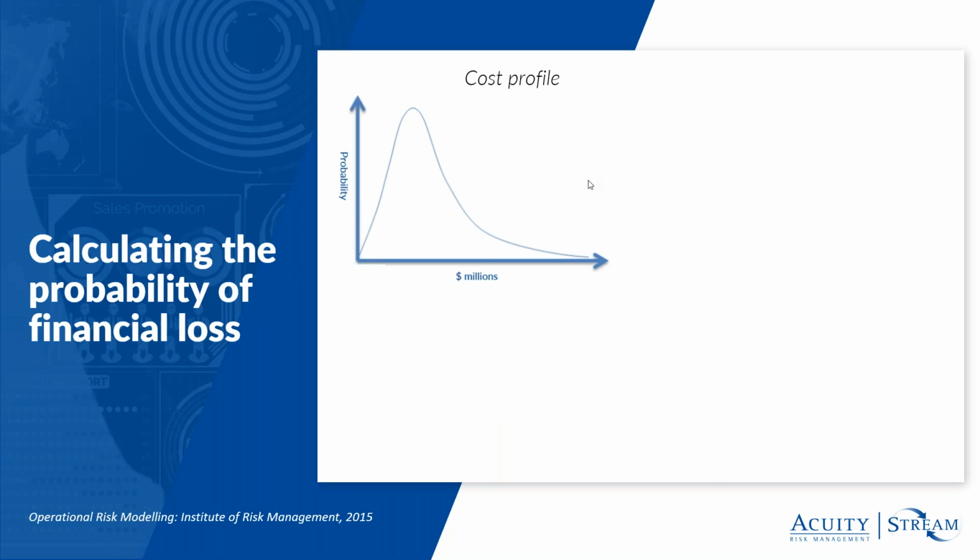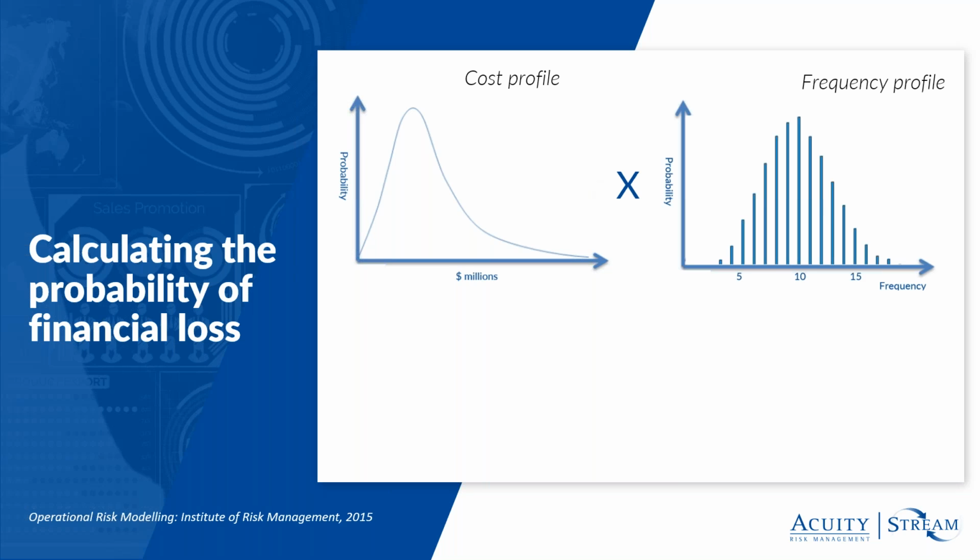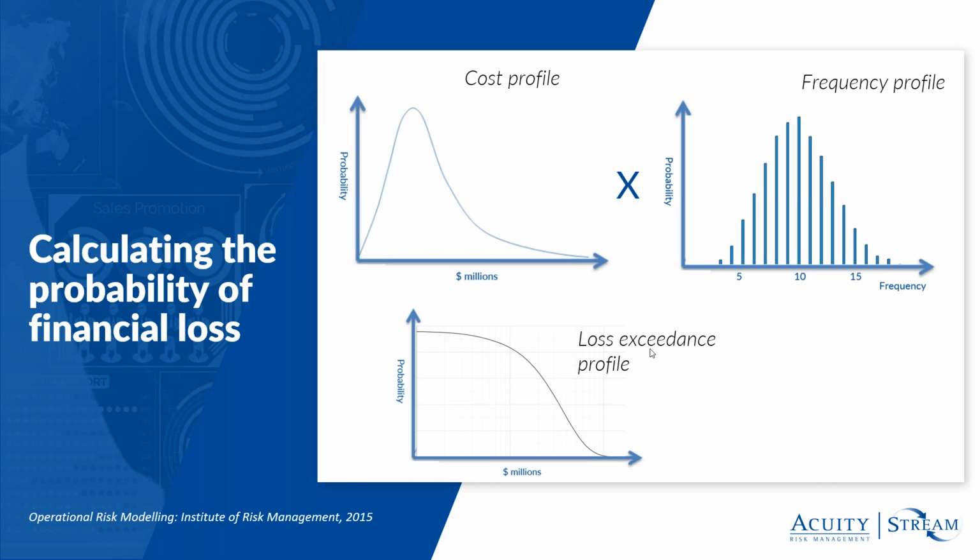And we can then combine these two distributions together to calculate a risk profile, so a financial loss profile. If we combine the cost profile with our frequency profile, then we can get this sort of output. This is called a loss exceedance profile, and it's giving us the probability that we're going to lose a certain amount of money in the next 12 months. And again, the same survey found that 78% used Monte Carlo simulation, so statistical analysis, to model the financial loss profile based on these two distributions.